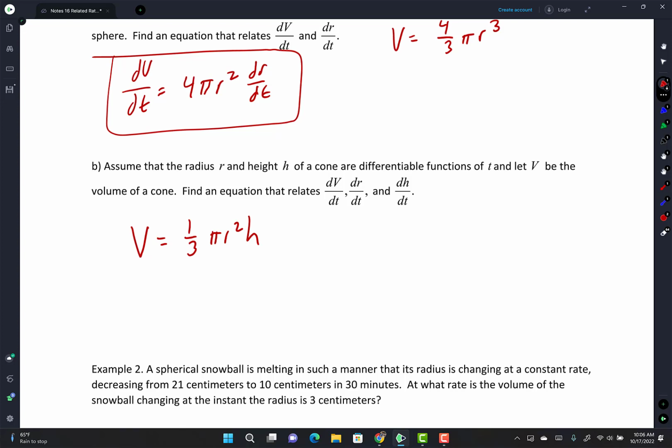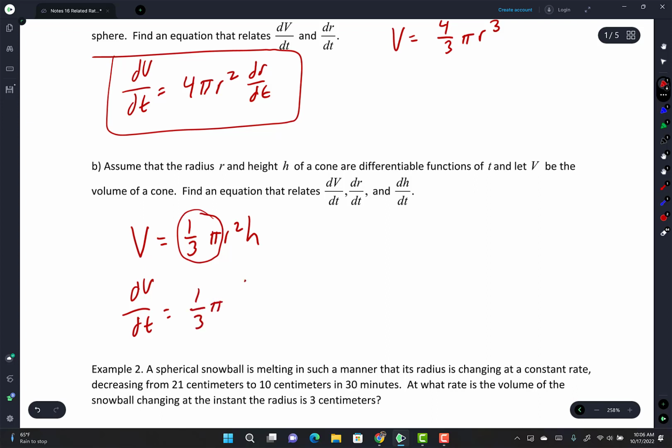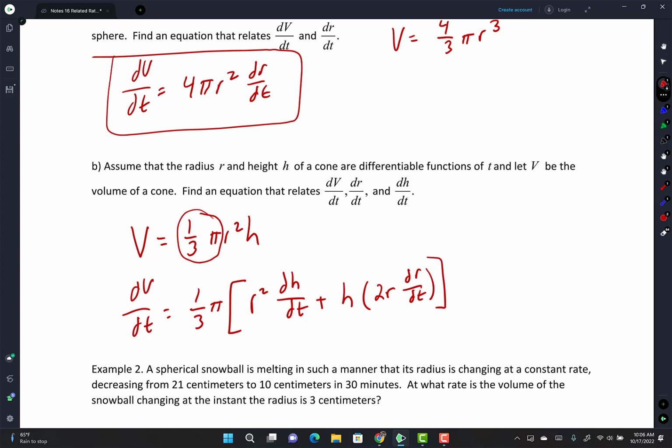All right, let's take a derivative. We're taking the derivative with respect to t. So I would do this, dv/dt, and you can group the 1/3 with the pi, but the 1/3 and pi are all constants, right? So I'm just going to leave that out. 1/3 pi bracket, and then I'm going to go first, r squared, times the derivative of the second, dh/dt, plus second, h, times the derivative of the first, 2r dr/dt. And that's it. I would leave it alone. Does that make sense? Right?